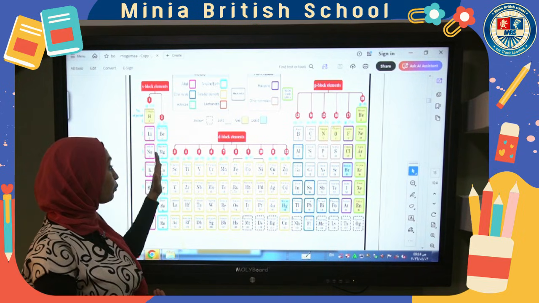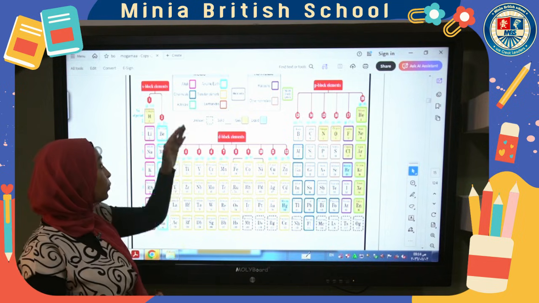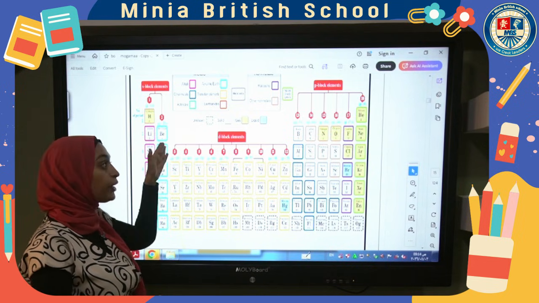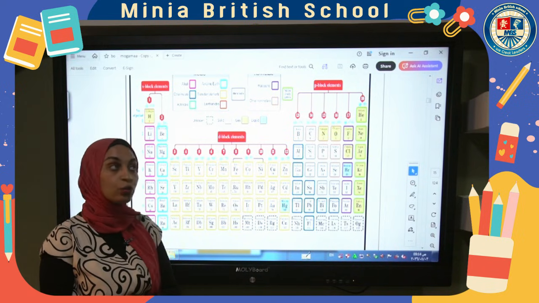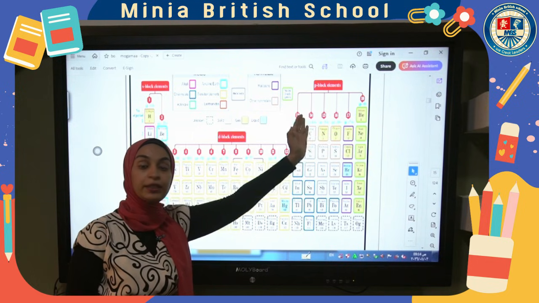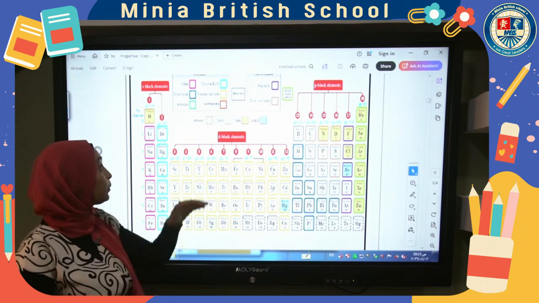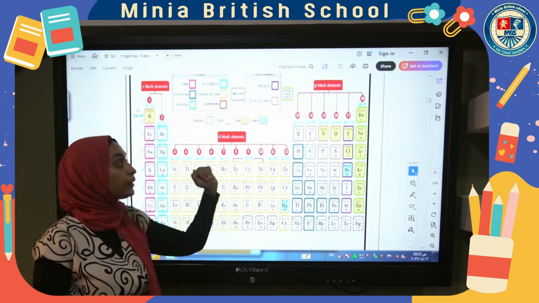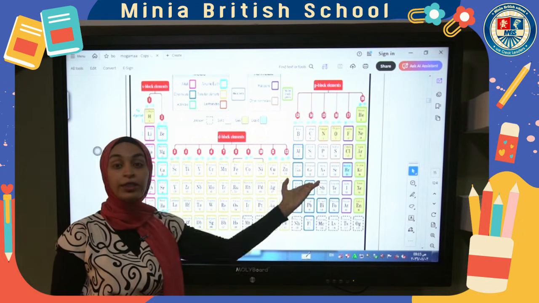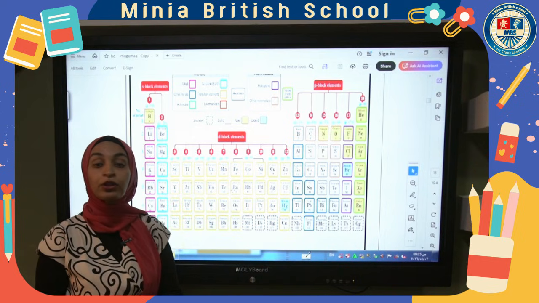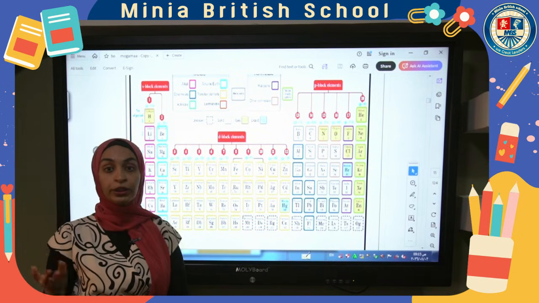And also it consists of 18 vertical columns, and these columns are called groups. So we have 1, 2, 3, up to 17, ending with group 18. This is the modern number, while the traditional number starts with 1, 2, till we reach the 0 group. It contains 118 elements. These are found in nature around us, and some of them are prepared artificially in the lab, like the radioactive elements.